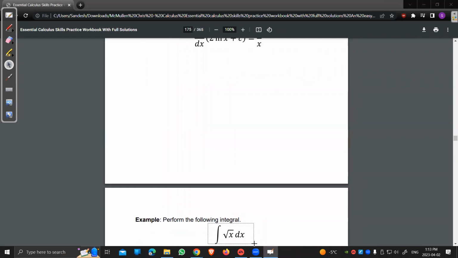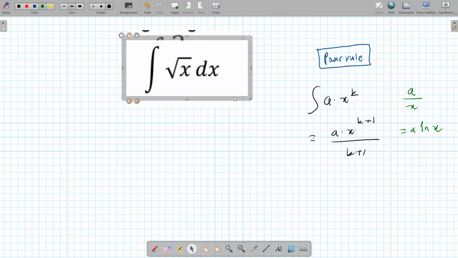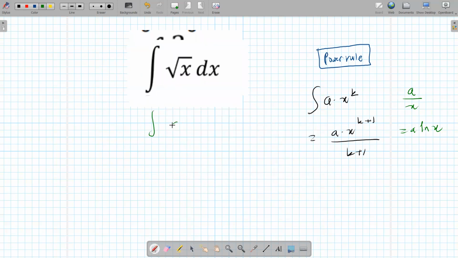This one, it's going to work because as long as you can write it in terms of a power like we did with derivatives, it's going to work. You can rewrite this as x to the power of 1 over 2 dx, right? This is your y prime. Now, if you use the formula, what do you get as your integral?